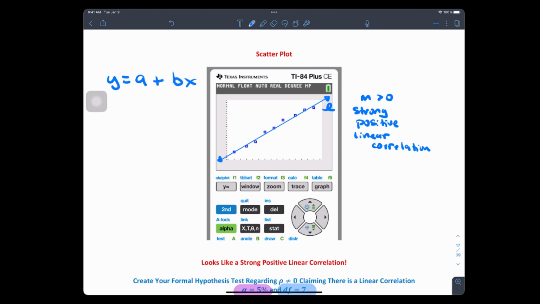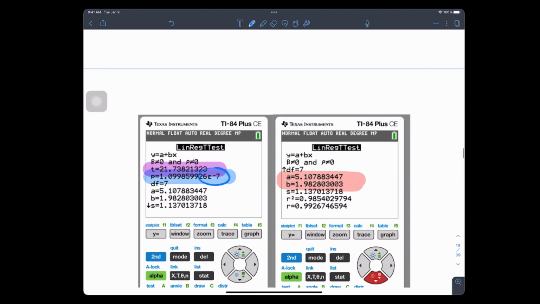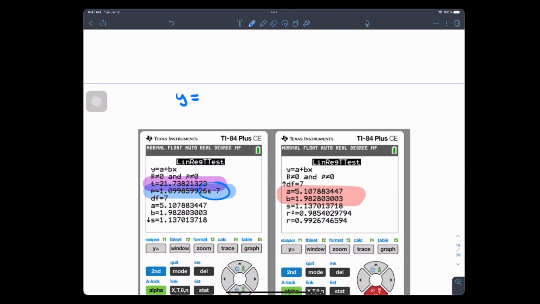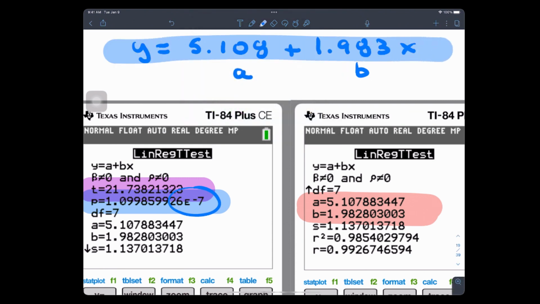Is that right? I don't know if it'll fit here. Maybe we've got to put it down here. I guess I'll put it up here. y, what's the A value? If we go to the nearest thousandths, isn't that 5.10? Now B is also positive: 1.983x. Here's my A value, here's my B value. Do you guys see that there? What is this called once we find there's a strong linear correlation? That's your best fit line. That's a linear regression line.